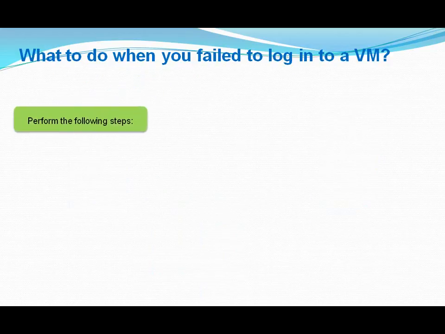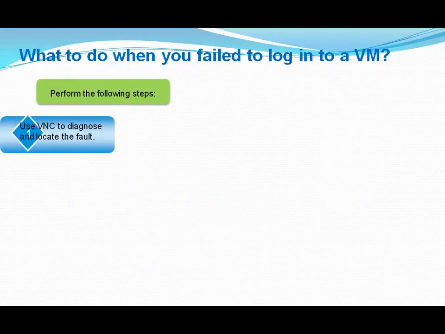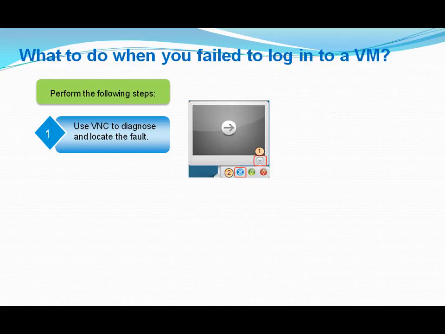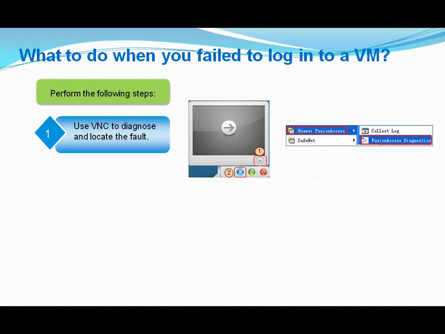If you cannot connect to a VM, use any of the following methods to resolve the problems. On the login page, log into the VM using VNC. Then use the diagnostic tool to locate and rectify faults. You can use these methods if you have basic knowledge about a VM and VNC.